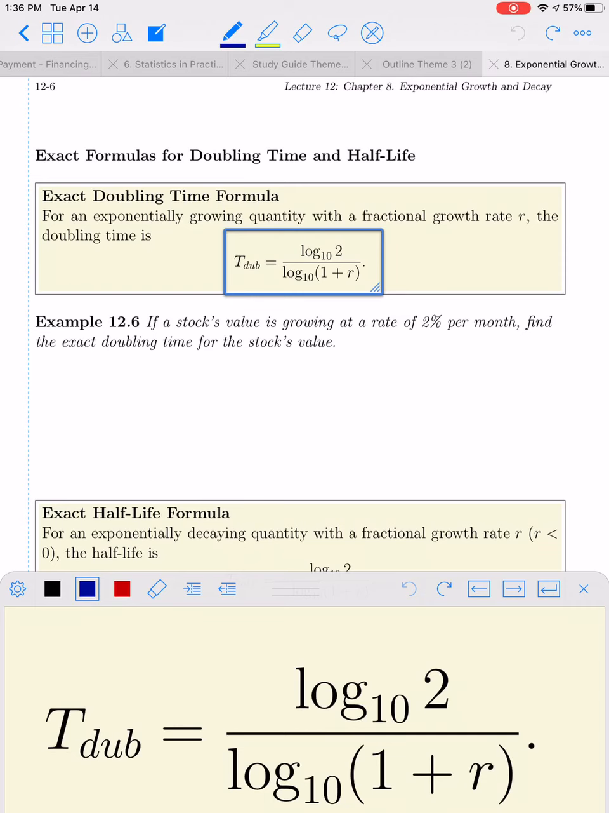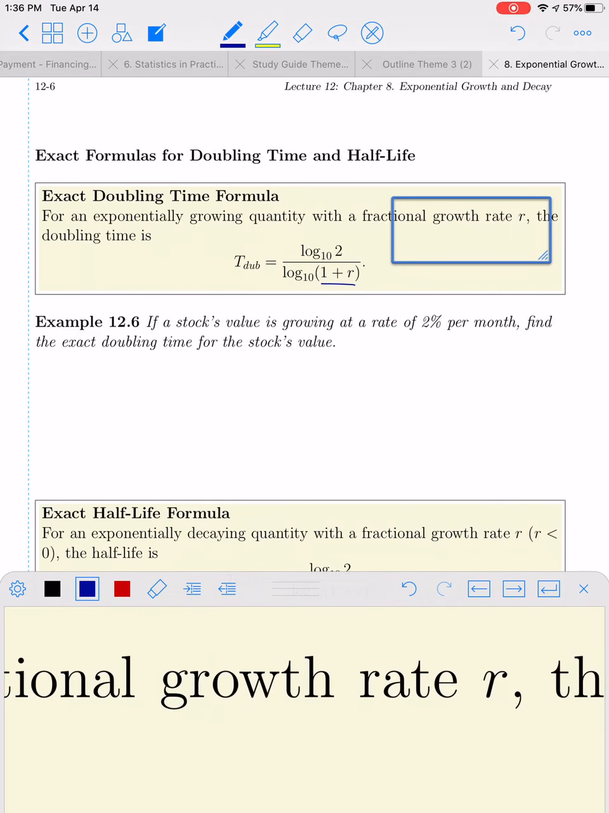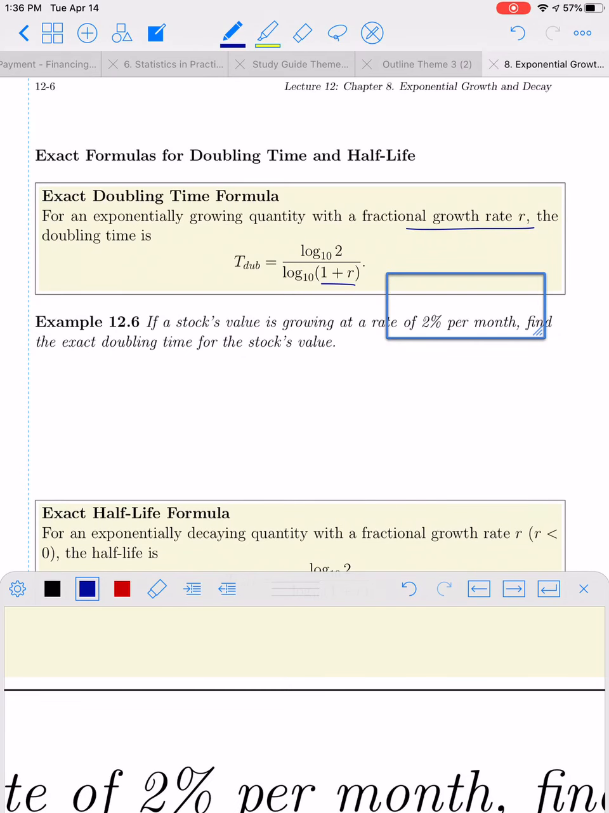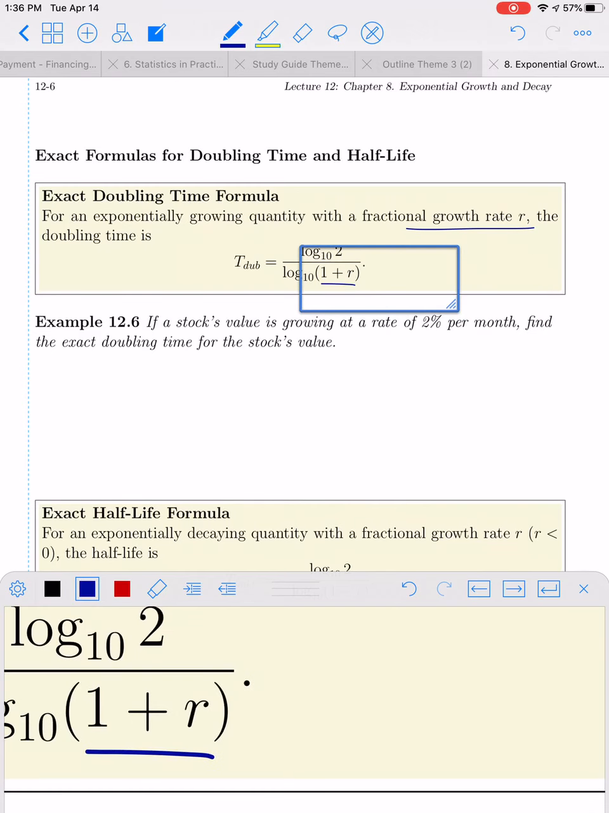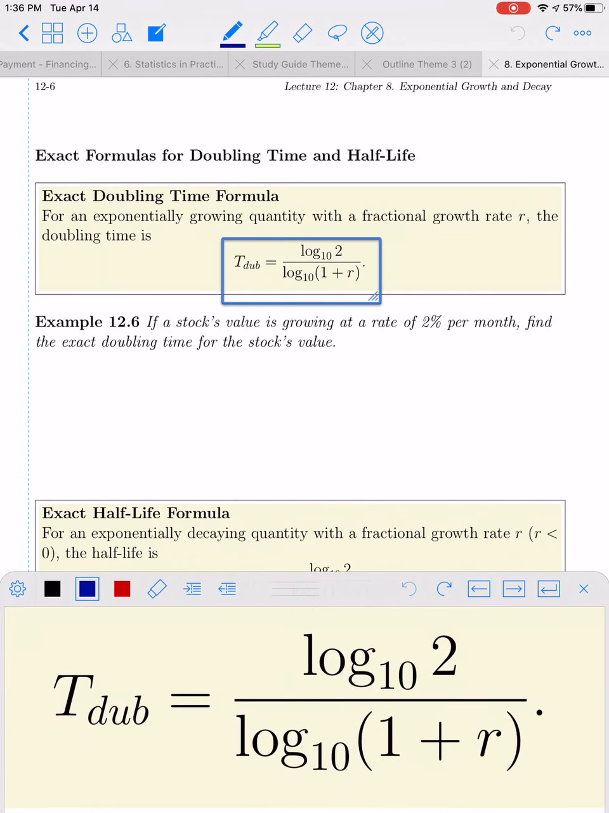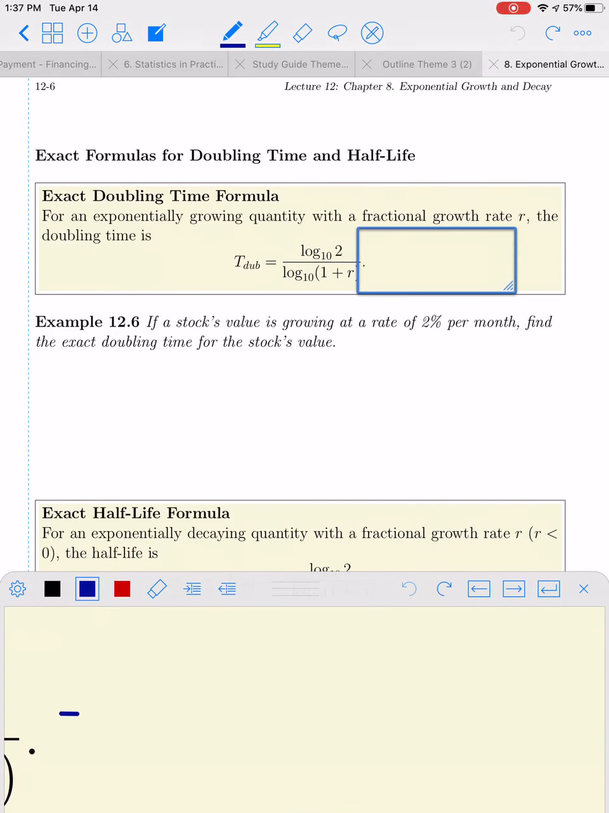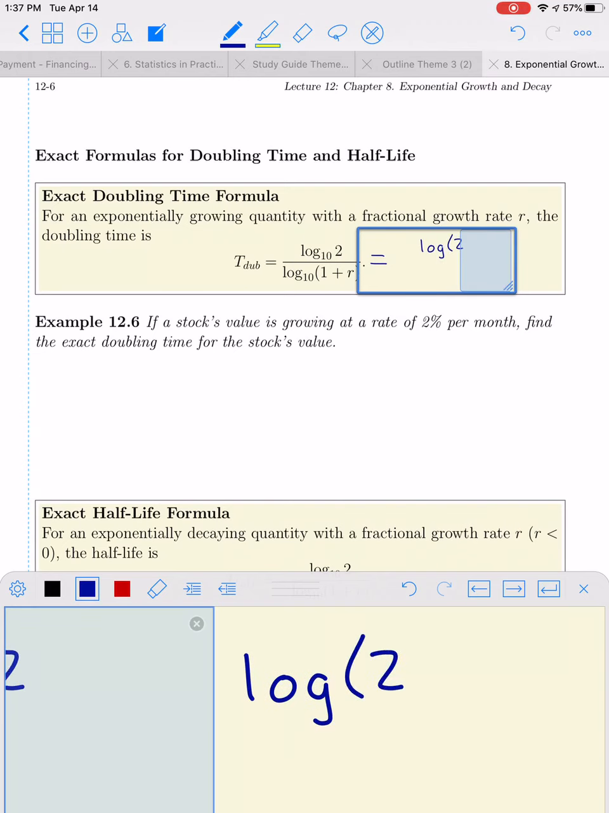We have log 10 of 2 divided by log 10 of 1 plus r. And r, we'll notice, is the fractional growth rate. In other words, it's our percentage of growth. So this formula tells us how to find this doubling time. One thing we should note about this log 10 is it's just the logarithm button on any scientific calculator. So you might write it as this. It's the common log.